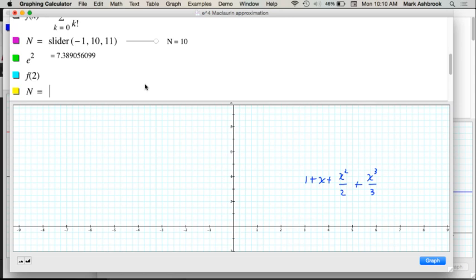Try n equals 15. Does n equals 15 get it? Almost, right? It's just that last decimal place. So how about 16? 16 gets it.